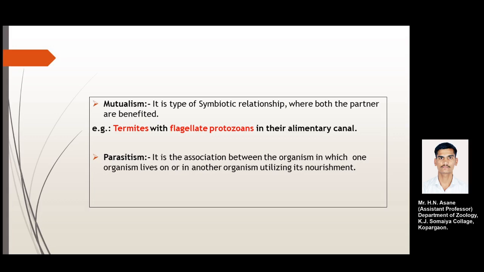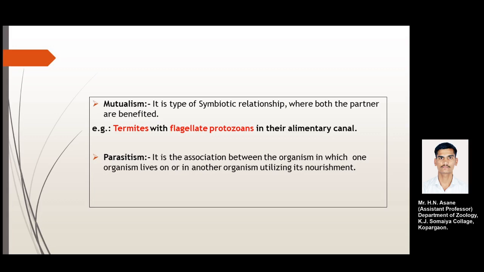The association may be continuous, transitory, or obligate, or it may be facultative type. Okay, the animals show metabolic interdependence, hence they live together for their existence. And the classical example of mutualism is termites having flagellate protozoans in the alimentary canal. So what happens when termites eat wood?